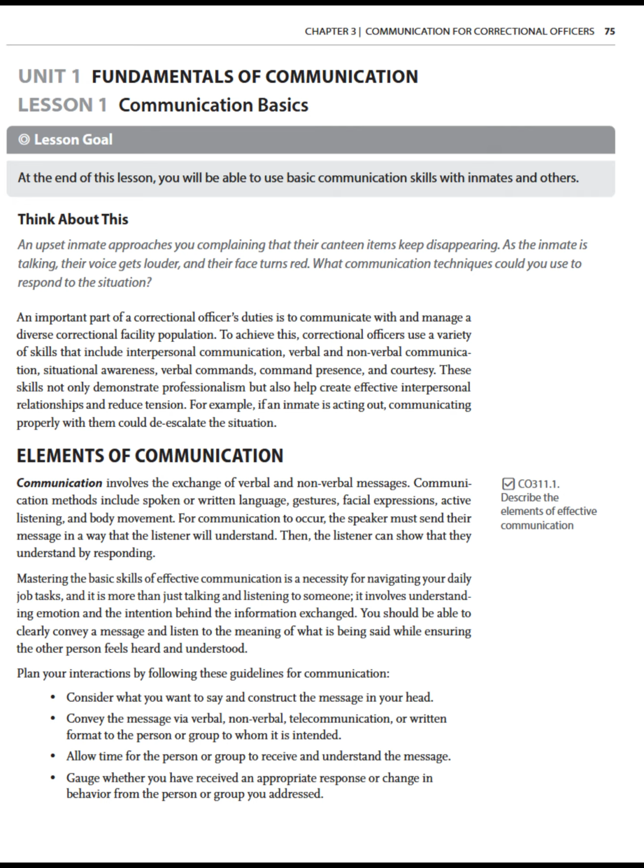Plan your interactions by following these guidelines for communication. Consider what you want to say and construct the message in your head. Convey the message via verbal, nonverbal, telecommunication, or written format to the person or group to whom it is intended. Allow time for the person or group to receive and understand the message. Gauge whether you have received an appropriate response or change in behavior from the person or group you addressed.